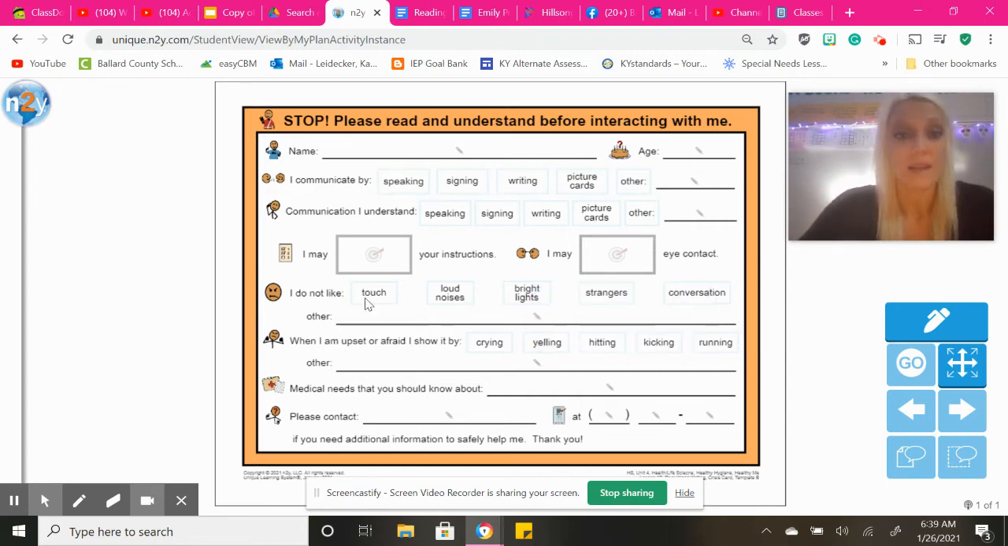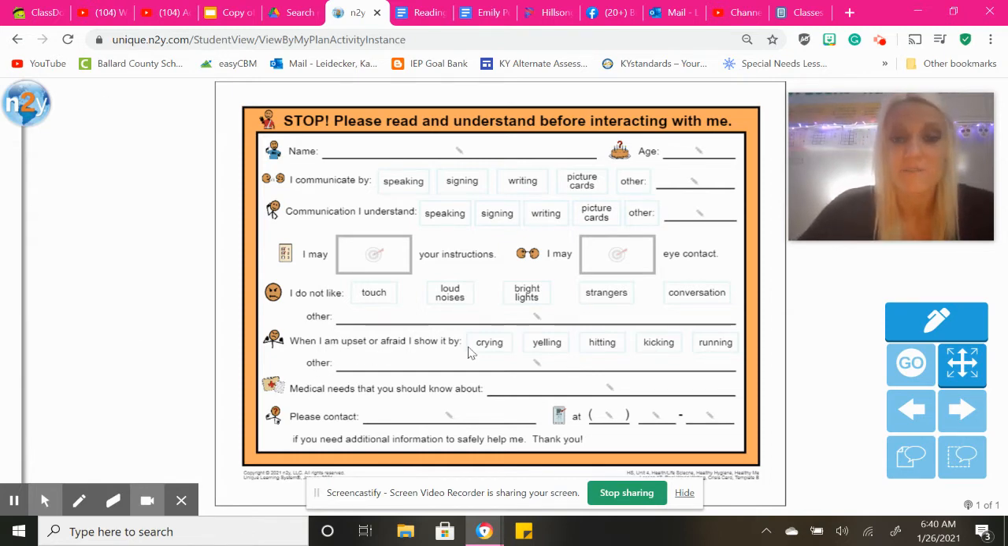Some people do not like to be touched. Some people do not like loud noises. Some people don't like bright lights. Some people don't like strangers' conversation. Some people may not like talking to people all the time. So, like I said, you fill this out based on you, and this is going to be really interesting. I can't wait to see your answers because you are filling this out by yourself based on how you think that you interact with other people.